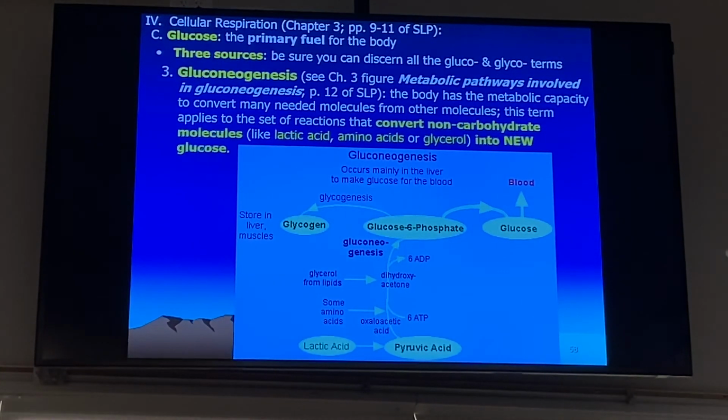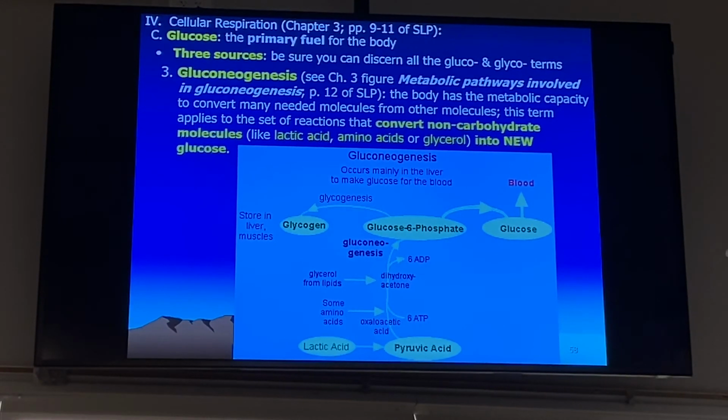And then there's gluconeogenesis. Let's split up this word so it makes sense. Gluco is glucose. Neo means new. Genesis means creation out of nowhere. Isn't that a biblical term, Genesis?